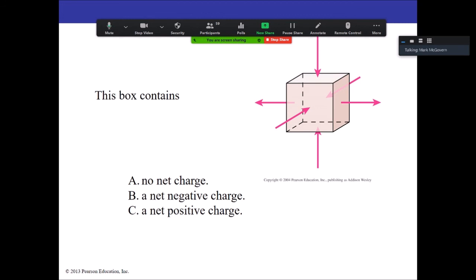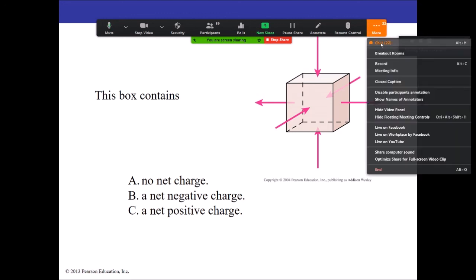All right, so now look at this question here. You have electric fields going in all different directions, and what we're interested in here is a net flux. A net flux will reveal a net charge. So you have 6 arrows here. Consider all that go in and all that come out, and let me know what you think is inside that box.